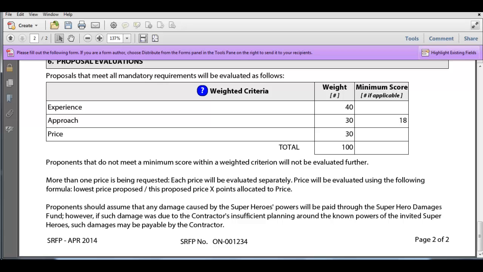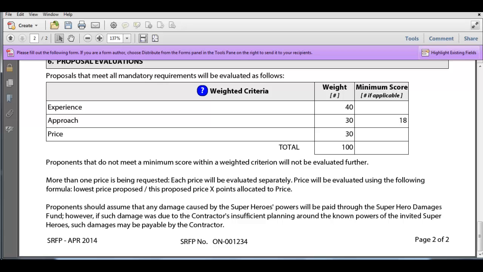But if price is going to be evaluated, you need to know how it is going to be evaluated. So in this particular example, we're looking at more than one price, but we're evaluating each price separately. So they'll each be done on their own, and we've given you a formula. Here's the formula that we will use. And this formula basically means that the lowest price gets all the points, and everybody else is prorated on how close they got to the lowest price. It's a very typical formula. Now, there are other options on how price might be evaluated. What's important to note, though, is the SRFP is going to tell you, and you just need to have a look at that, read that, and if it doesn't make sense, again, ask the contact person to provide the clarity that you need.